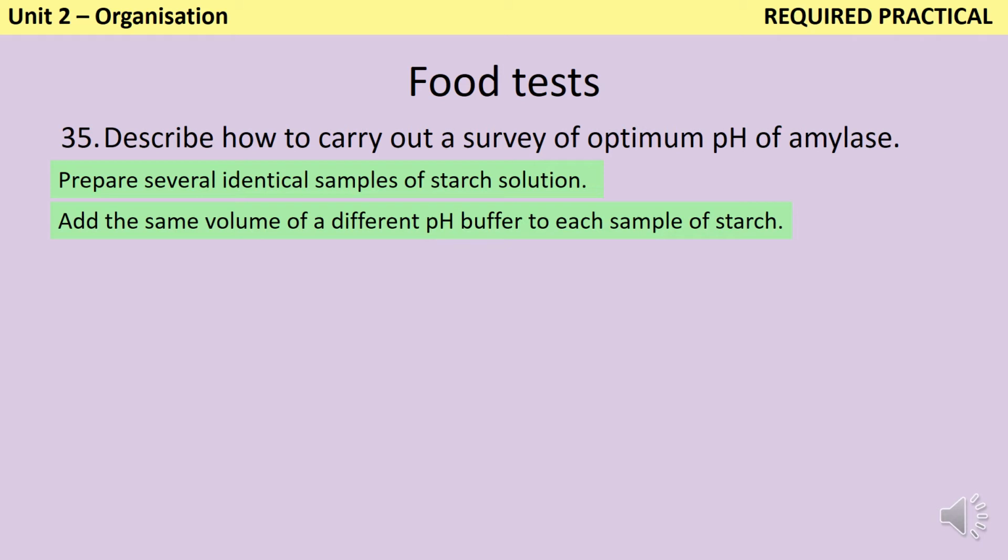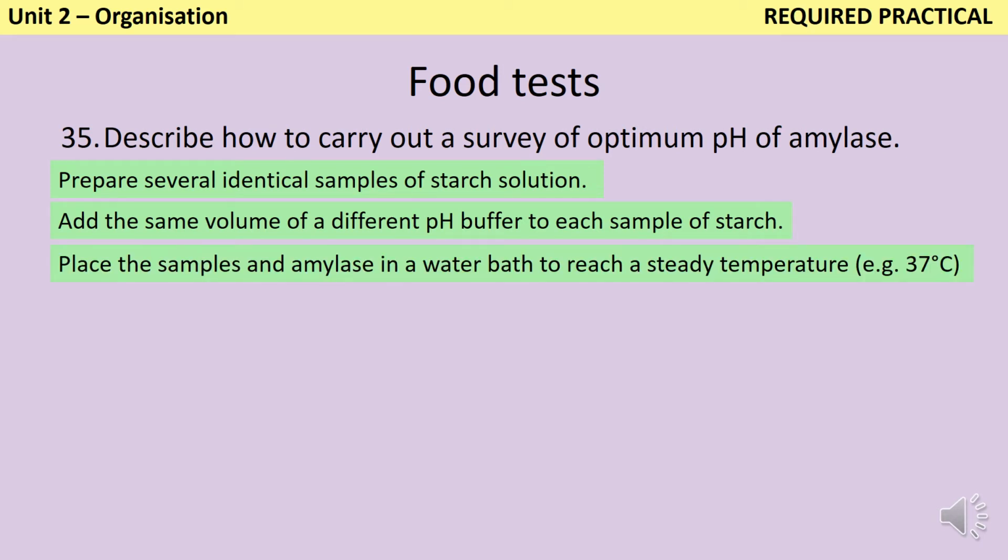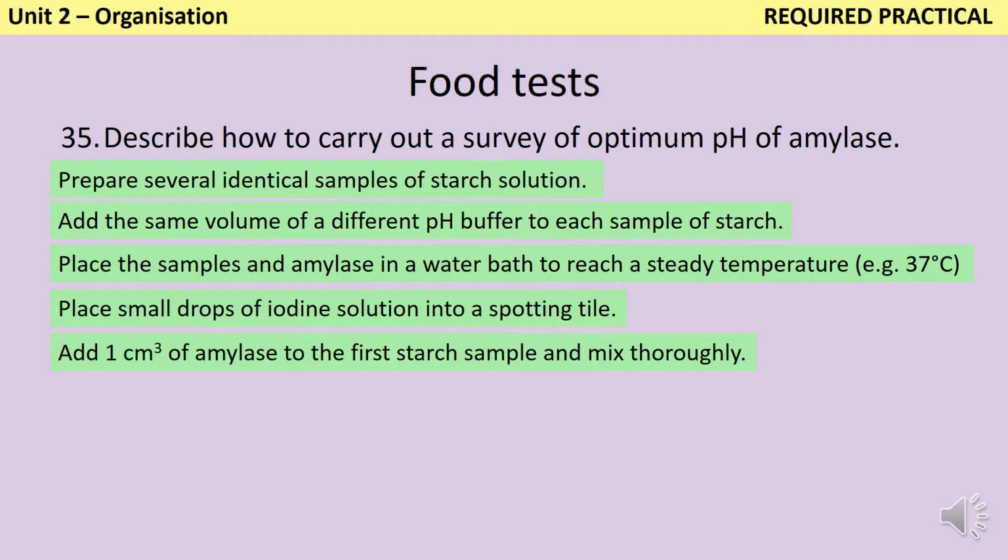You need to put the samples and also your amylase enzyme into a water bath to reach a steady temperature, for instance 37 degrees if you're using human amylase. So we want them all to be at the same consistent temperature. Then you need to get your spotting tile ready, and you put small drops of iodine solution into every well. You then add a set volume of the amylase, maybe 1 centimetre cubed again, to your first starch sample and mix it really thoroughly so it's properly homogenised.